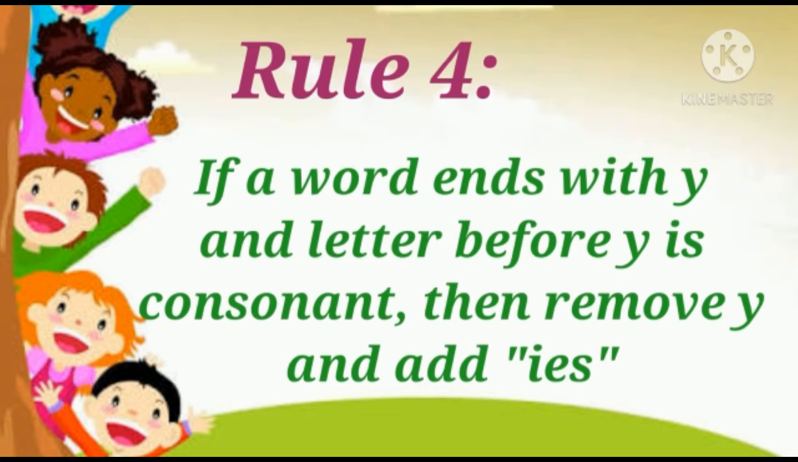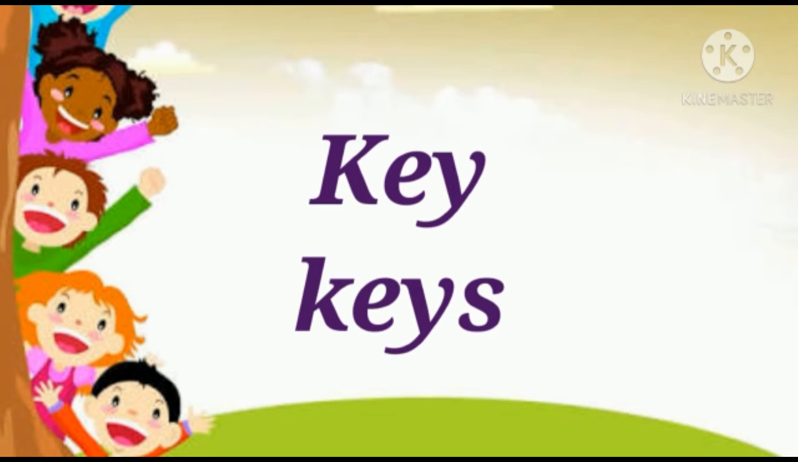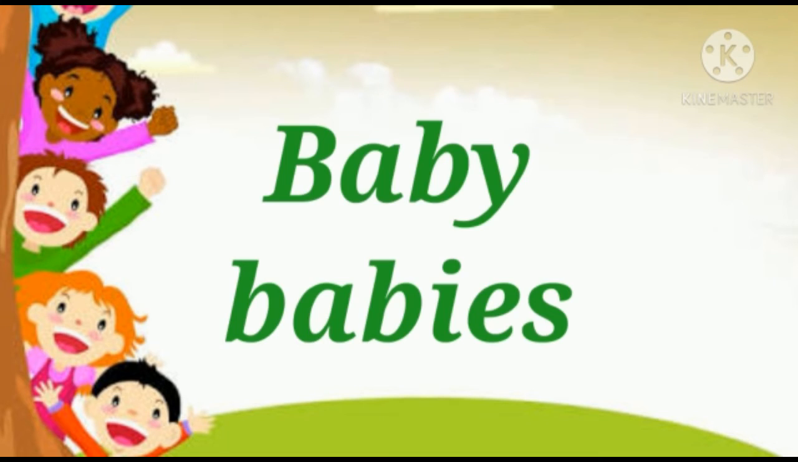For example, we have a word key. The word key ends with y, but the letter before y is e, and e is a vowel, so we will directly add s to it. We have another example, baby. The word baby ends with y, but the letter that comes before y is b, and b is a consonant, so we will remove y from it and add ies to it. Now you have to keep in your mind all these rules.